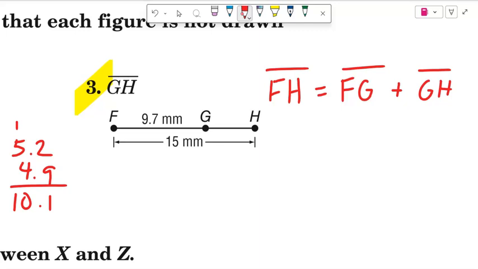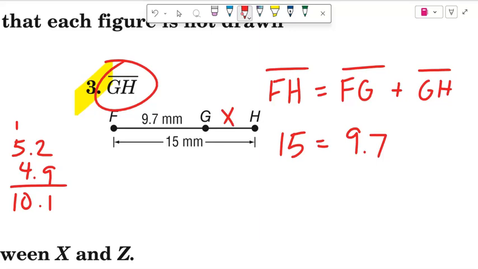Okay, and fill in what we know. We know FH is 15. And we know FG is 9.7. And we're looking for segment GH. So on our drawing, what can we use to label segment GH as an unknown? Yeah, just a variable, X. So we'll say plus GH, we said, is X.